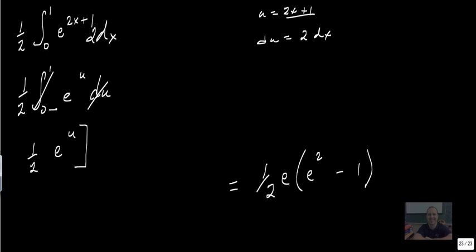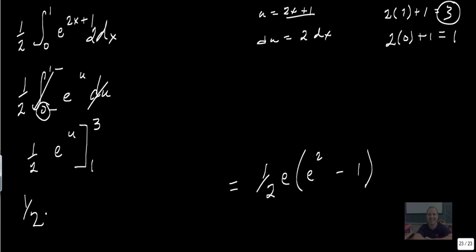So for example, instead of 0 and 1, now 2x plus 1 becomes u, so 2 times 1 plus 1 equals 3. So this upper limit of 1 actually becomes 3 now. And this 0 goes in for x, and that's 2 times 0 plus 1, which is 1. So the lower limit, instead of 0, is actually 1. Then you can go straight from here, and you can go 1/2 e to the 3 minus 1/2 e to the 1. And so that will save you a little bit of time, too, if you want.